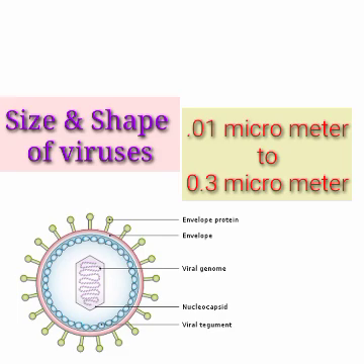Viruses have different sizes ranging from 0.01 micrometer to 0.3 micrometer. They have different shapes. Some viruses are round shaped, few polyhedral, while some viruses are tadpole shaped. As you see in the picture, it's a round virus, and one more round virus, that is COVID-19, is popular nowadays.